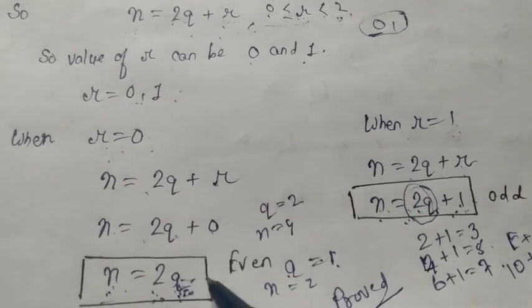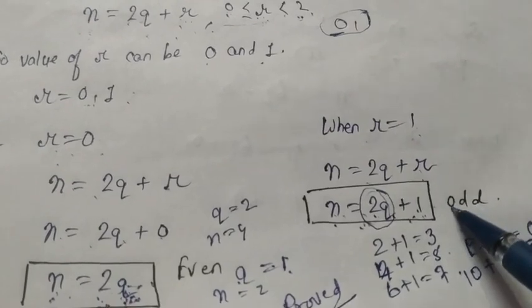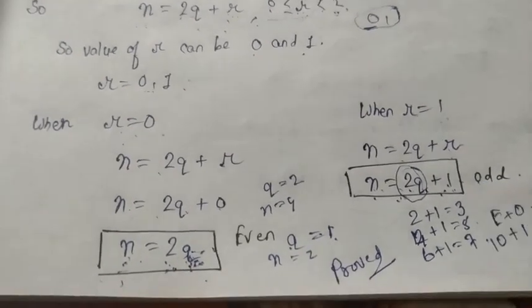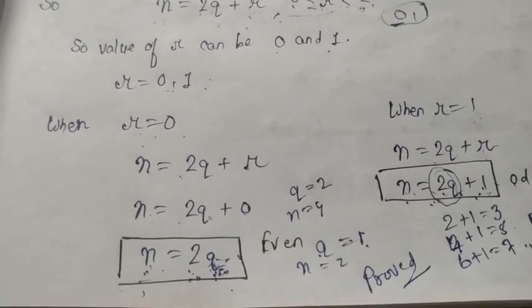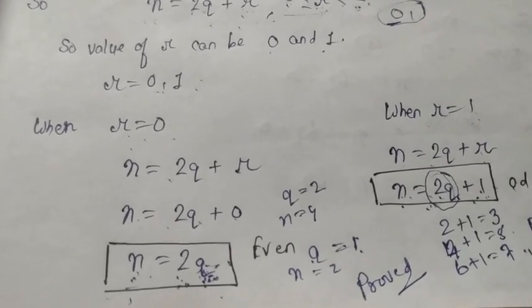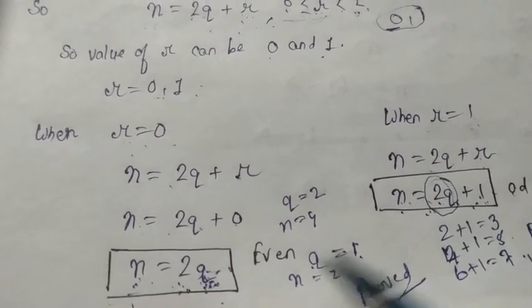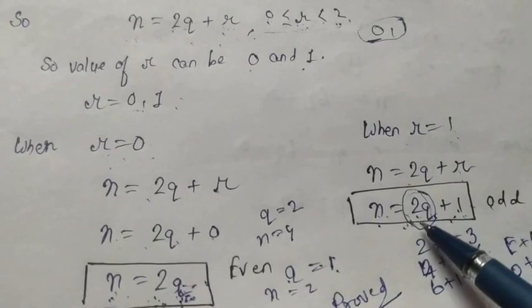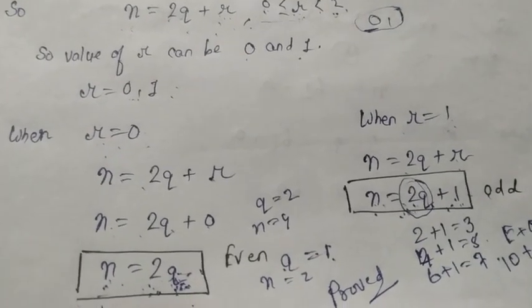This statement will always be even and this statement will always be odd. So that's why any even integer can be represented like 2q and any odd integer can be represented like 2q plus 1. Okay.